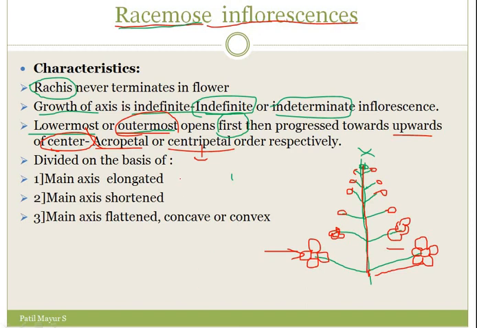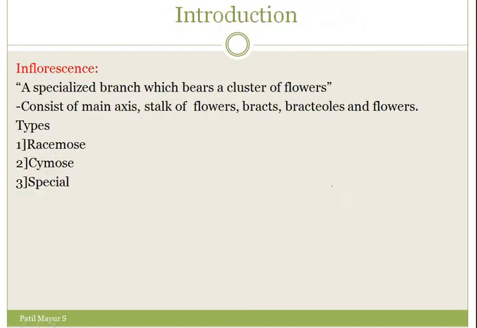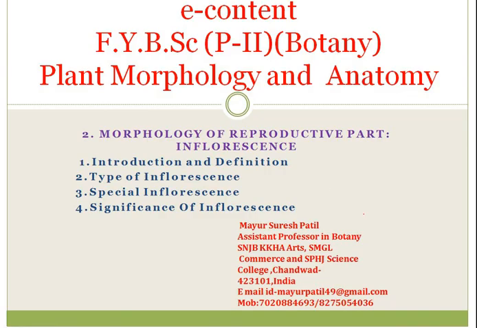Then this racemose inflorescence is divided into different subtypes based on the morphology of the main axis, the inflorescence axis. For example, if the main axis is elongated, shortened, flattened, convex or concave. On the basis of the main axis, the racemose inflorescence is divided into certain subtypes, which will be studied in the next lecture.